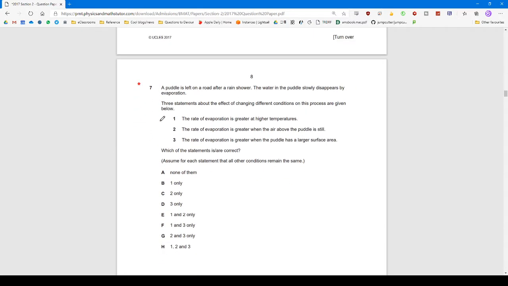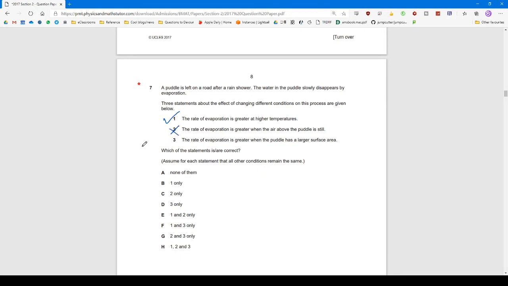Okay, this is physics. A puddle is left on a road after a rain shower. Started timing already. The water in the puddle slowly disappears by evaporation. Three statements about the effect of changing different conditions on this process are given below. The rate of evaporation is greater at higher temperatures. Yes, this is true.